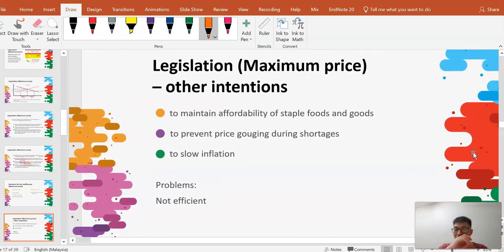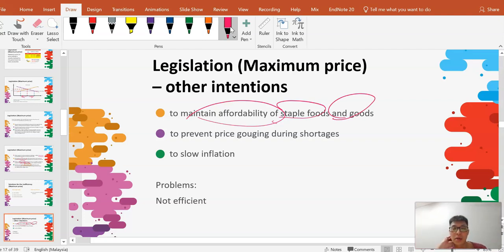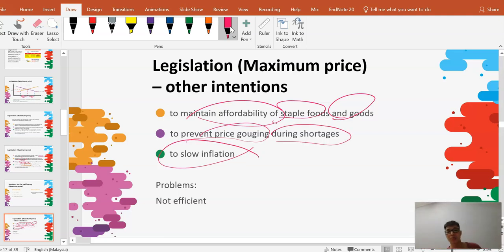Other intentions of maximum price are, sometimes it's not about protecting the consumers, they just want to maintain affordability. Also for the consumers, they don't like the price to be too expensive, so when there's a monopoly, controlling the price of water and electricity means everyone can afford it, not only foods, but goods and services. Second, sometimes due to macro factors like inflation, the price will be volatile. It will be going up and down, right? So they might want to prevent price gouging during shortages and also slow down inflation. This will be covered in macroeconomics.